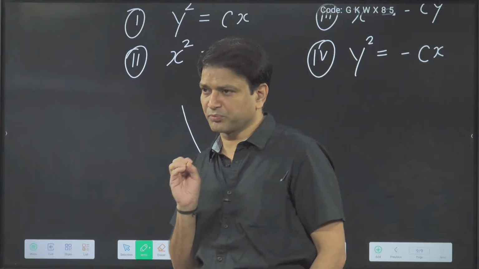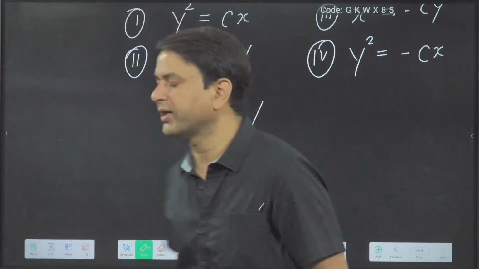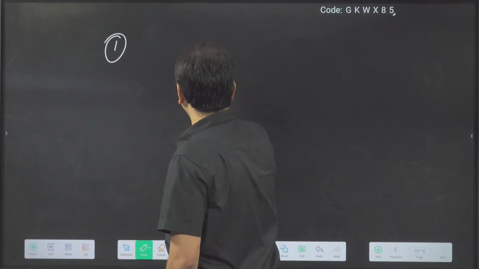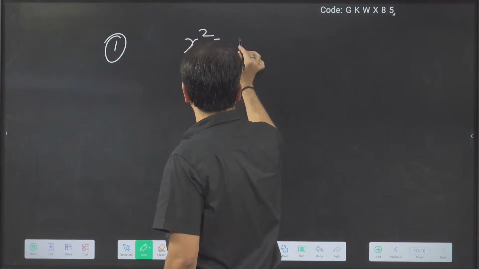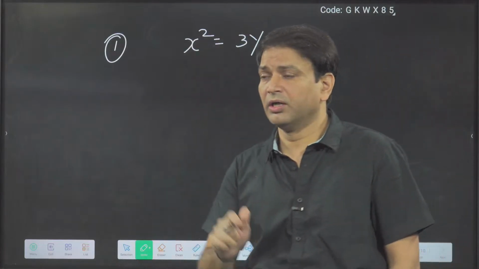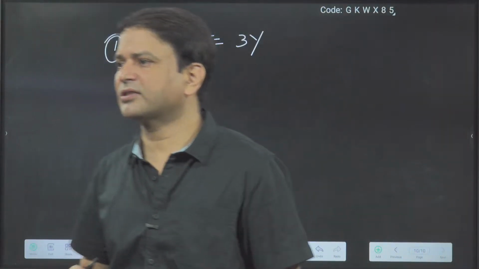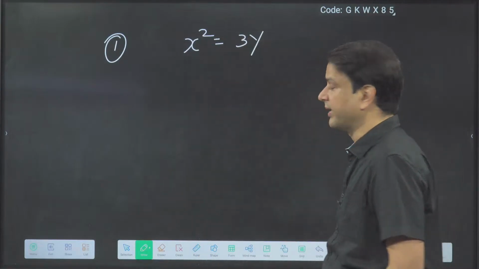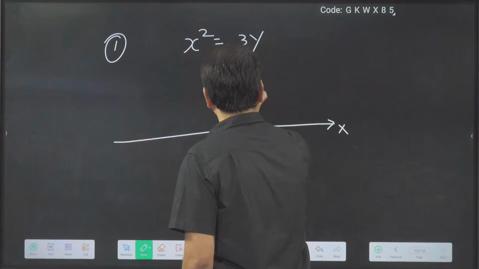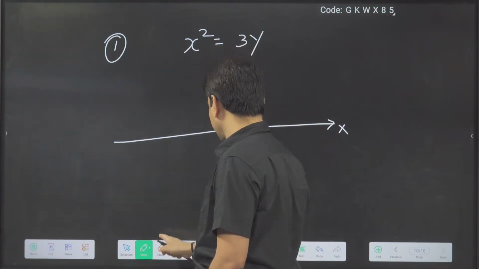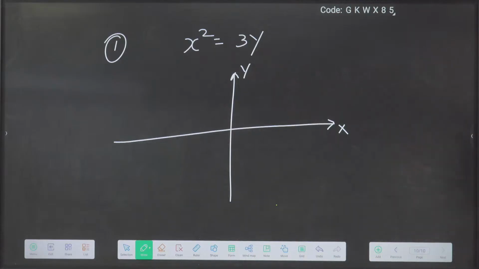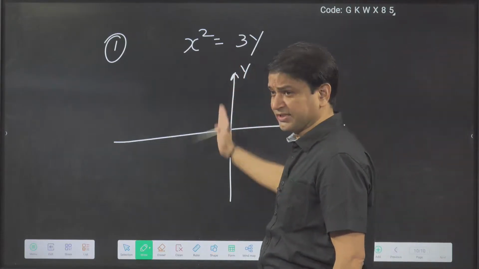So by symmetricity we can put the shape. Now I will draw. Suppose I am giving x square is equal to 3y. This parabola I have to draw. Now I observe what? X square means it will be symmetric about y. So symmetric about y means for this shape I have to take the y axis as a mirror.